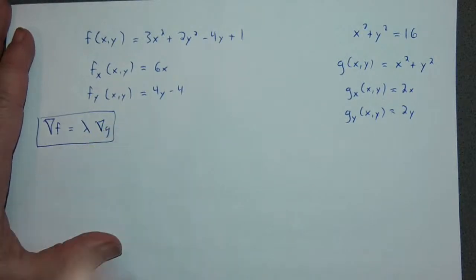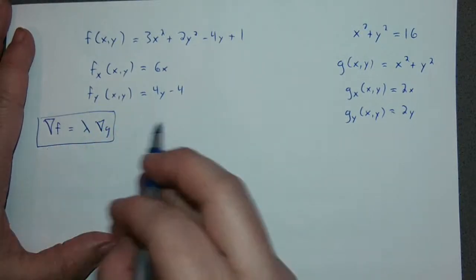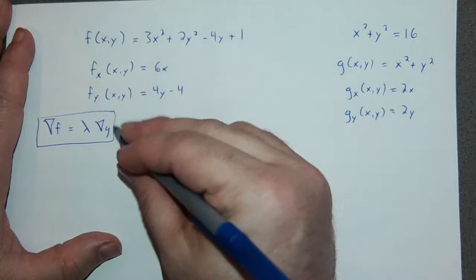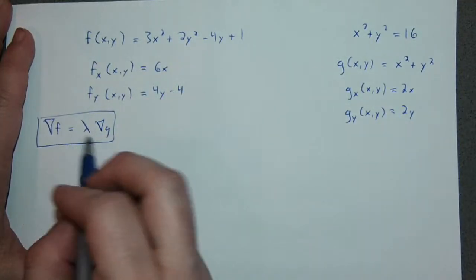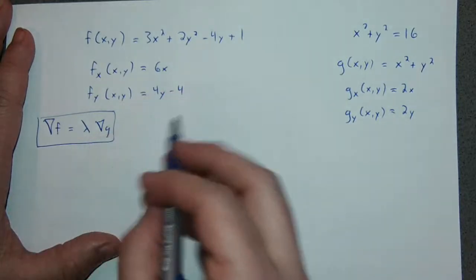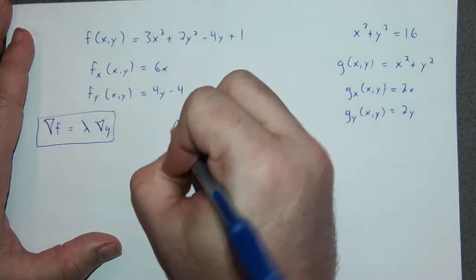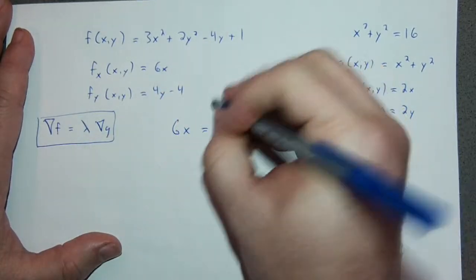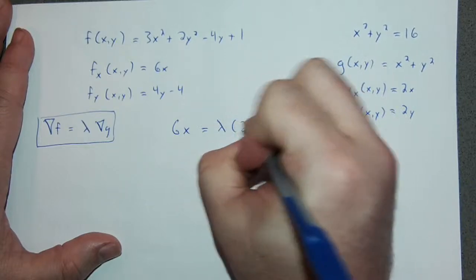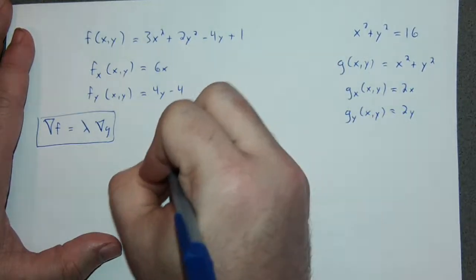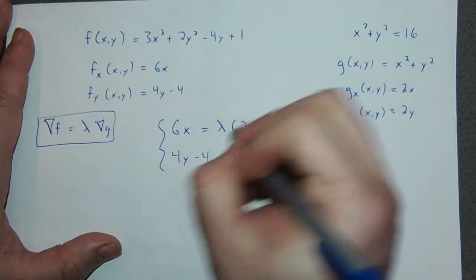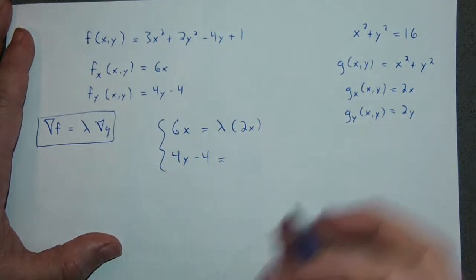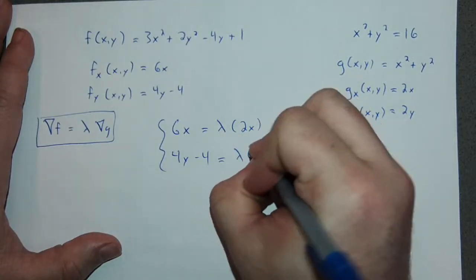Okay, and so let's have a look here. Let's set up this equation that I've written out here. So this would become the system of equations: 6x is equal to lambda times 2x. That's the first one. And the second one would be 4y minus 4 is equal to lambda times 2y.